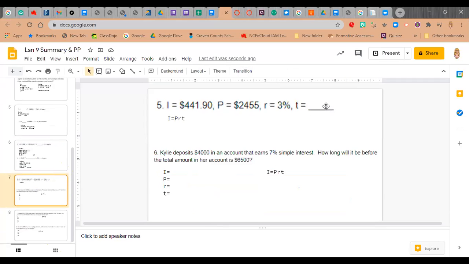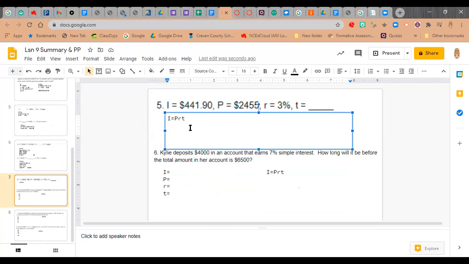This time we're being asked to find the time. So we know the I, so we're going to plug in the I. And this one is not nice, pretty numbers, isn't it? Okay, I equals 2,455. How am I going to write that rate? 0.03. There you go. And then we don't know time, so we're just going to leave it t. Then I'm going to go ahead and simplify this, combine these. I can multiply those two together. So what do you get when you multiply those two together?